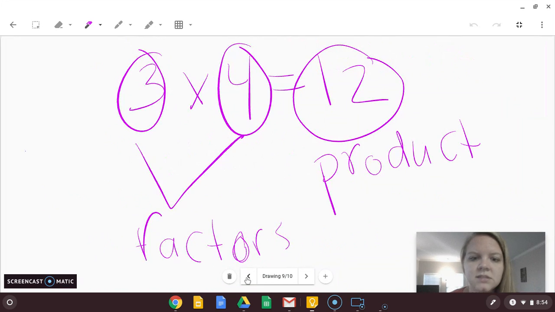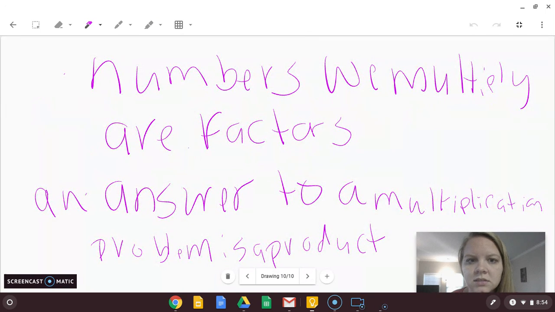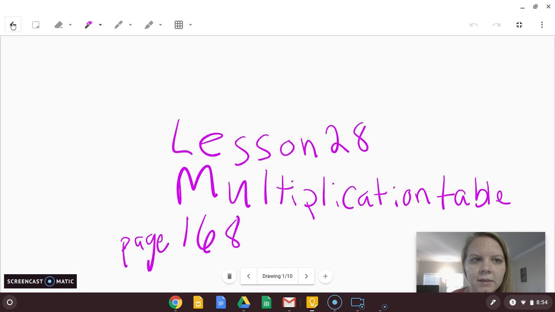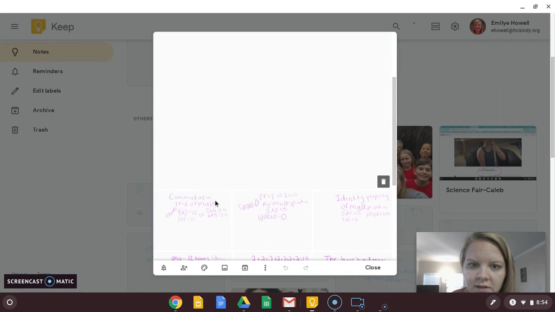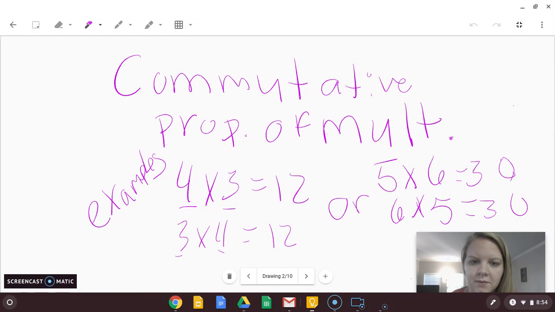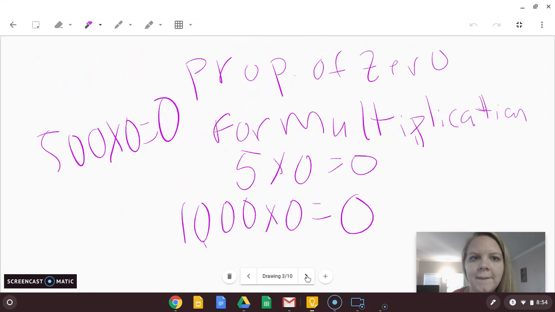All it is, you take the factors and you can switch them any way that you want, and you will still get the same product. So that is what the commutative property is, okay? There we go. You switch the 2 factors, you get the same product. The property of 0, anything times 0 is 0. It's fun. That's all that is.